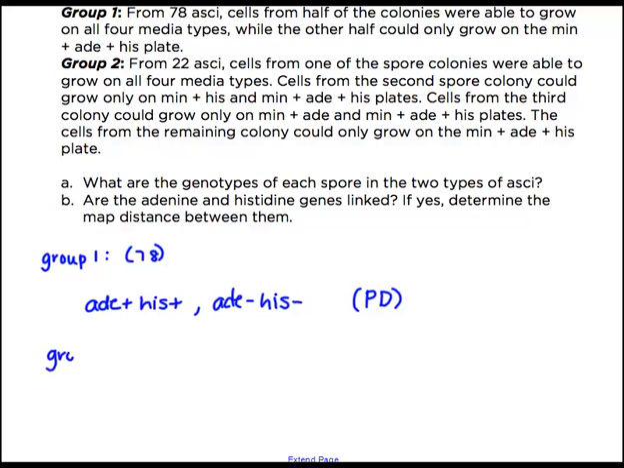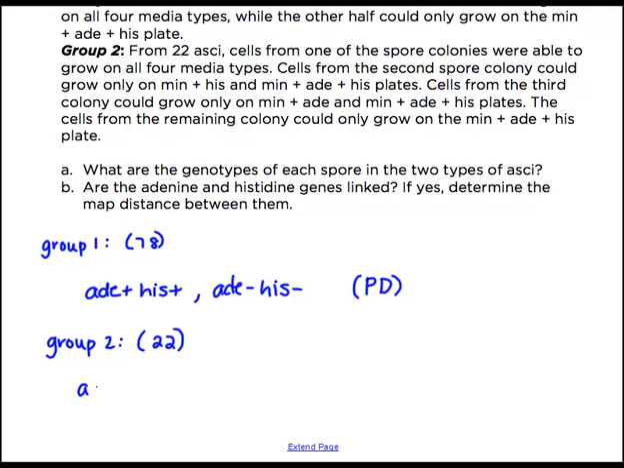For group 2, this was out of 22 asci, and it says cells from one of the spore colonies were able to grow on all 4 media types, which again must mean that they were prototrophic for both adenine and histidine, so they were ad plus and his plus. The second spore colony could only grow on the minimal media plus histidine and minimal media plus adenine plus histidine plates. So because only one of these plates has adenine and the other doesn't, that means that these spores must be adenine plus. But as you notice, they can only grow on media that has histidine, so they must be histidine minus.